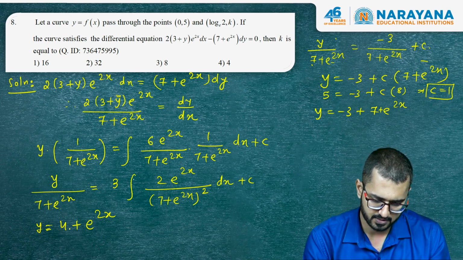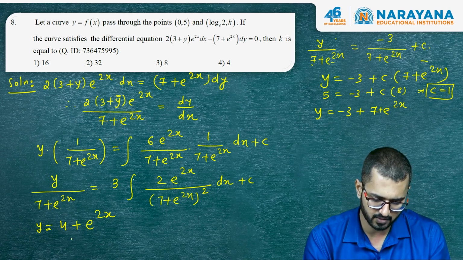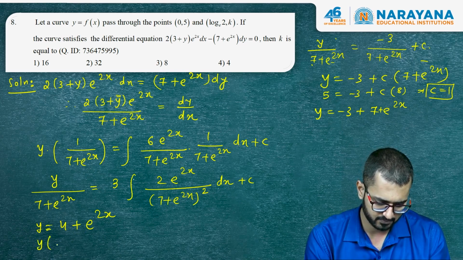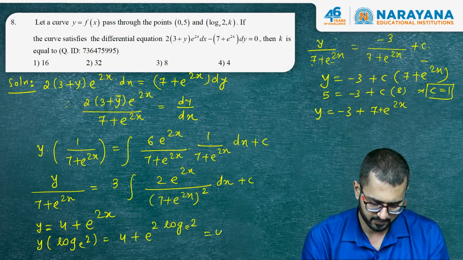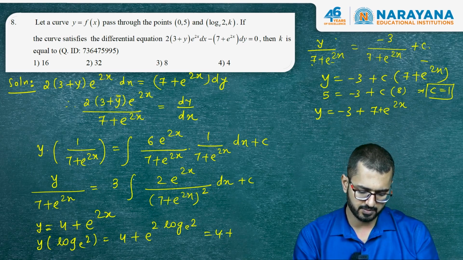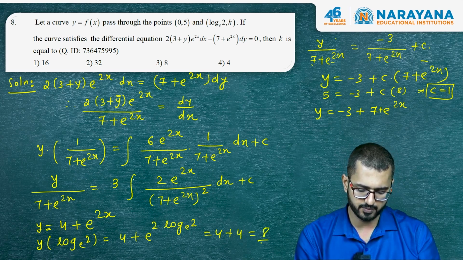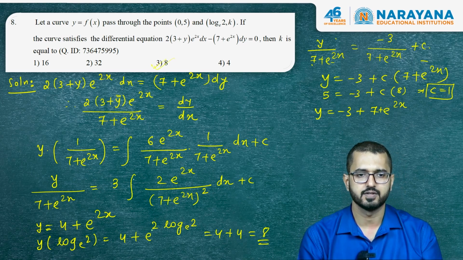Now we want the value when x is log 2, so y of log 2 to the base e will be equal to 4 plus e to the power 2 times log 2. This will become 4 plus e to the power log 2 squared, so 2 squared comes down, that becomes 4 again, so this turns out to be 8. So the answer should be 8 for this.